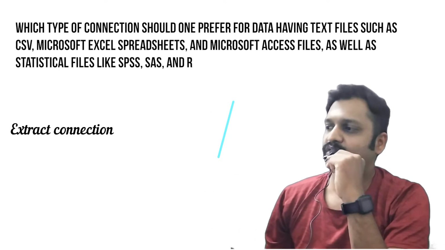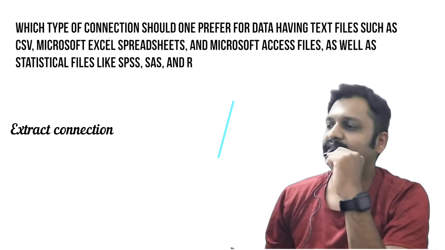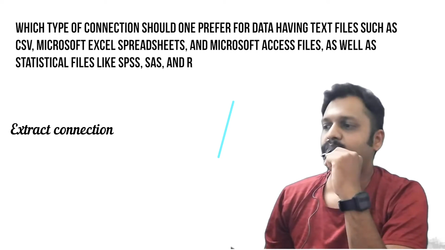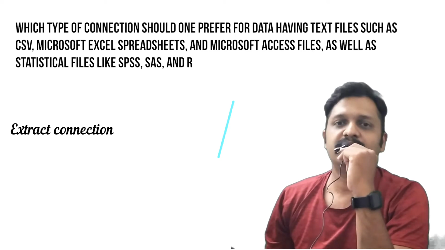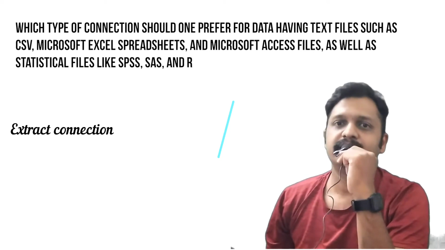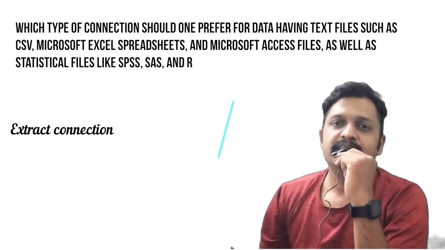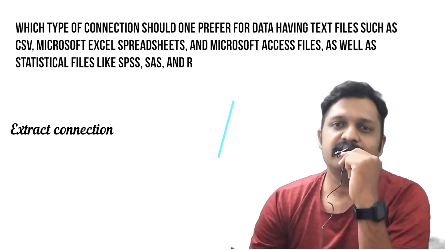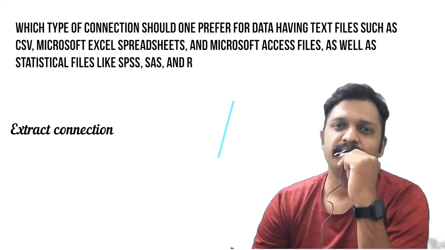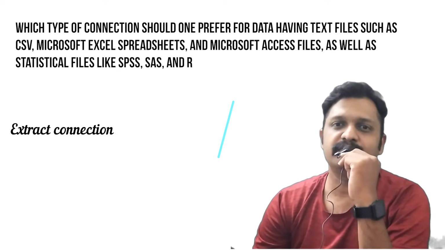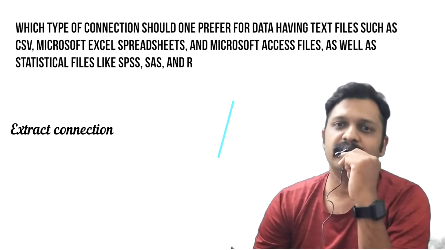Next question. Which type of connection should one prefer for data having text files such as CSV, Microsoft Excel spreadsheets and Microsoft Access files, as well as statistical files like SPSS, SAS and R? The simple answer for this question is extract connection. Yes, the answer is extract connection because this makes queries perform much faster and also results in a much smaller file to store data values.